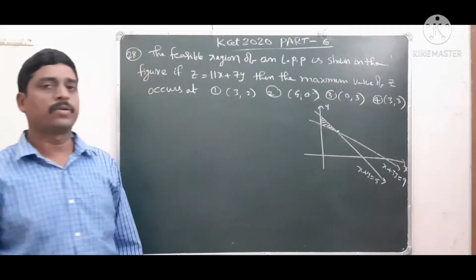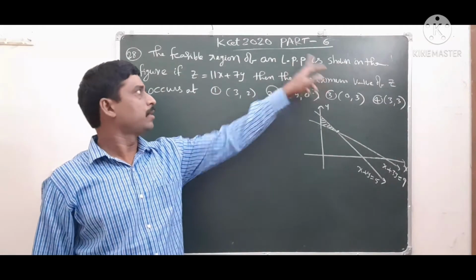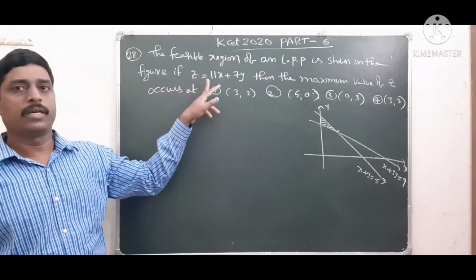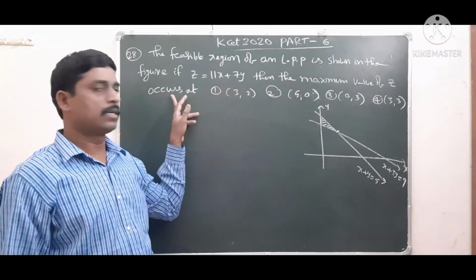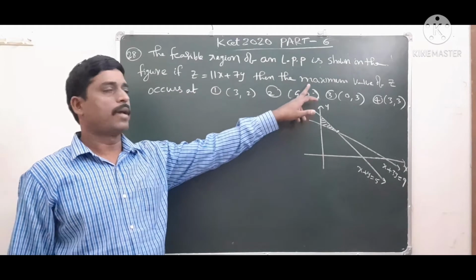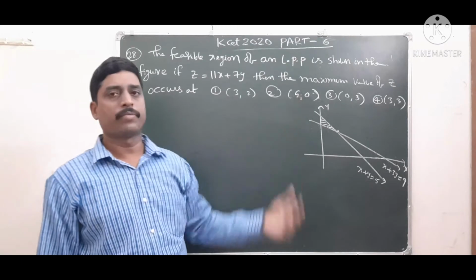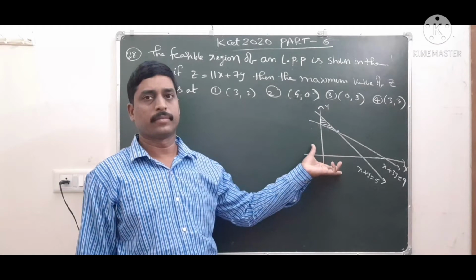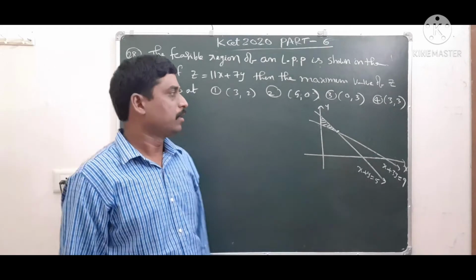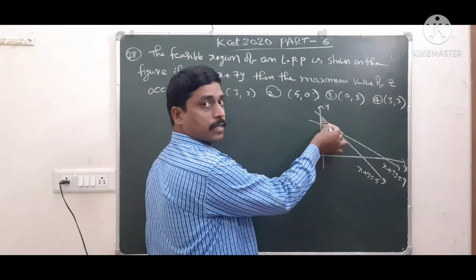So let us see question number 28. The feasible region of an LPP is shown in the figure. If z is equal to 11x plus 7y, then the maximum value of z occurs at. First, second, third, fourth options are given. One diagram is also given in the statement. This is the required feasible region.